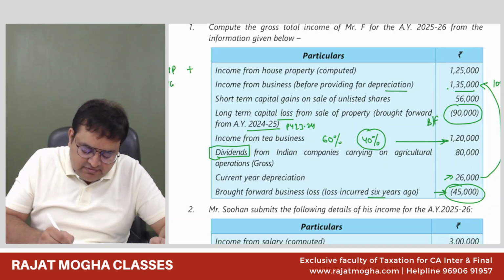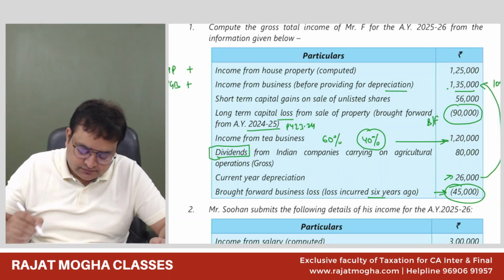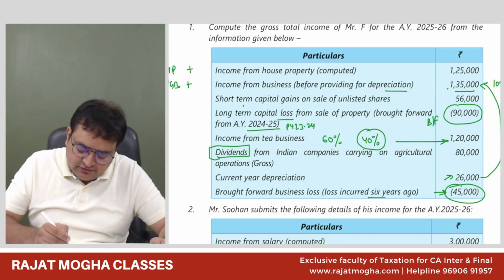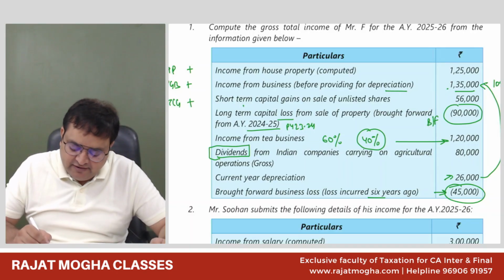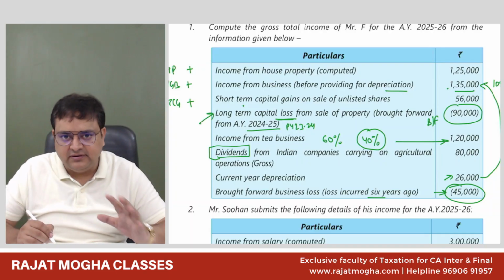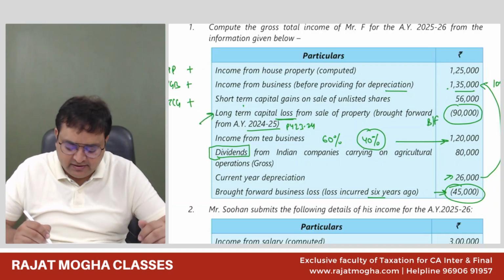So we have a PGBP positive income also, right? And we have a short-term capital gain also. Short-term capital gain, that is also positive. Then we have a long-term capital loss. See, this long-term capital loss is of earlier year. So let us keep it aside for the time being.